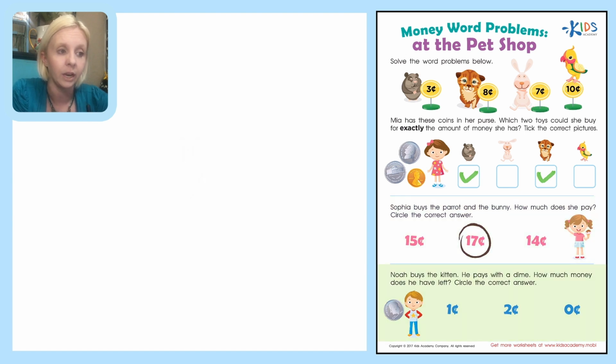The last one here says Noah buys the kitten. He pays with a dime. How much money does he have left? Circle the correct answer. So a dime is worth 10 cents. Okay, and I'm going to write that right here to remind me. But I need to take 10 and subtract it from the amount of the kitten. So the kitten is 8 cents over here, and I need to figure out how much that is.